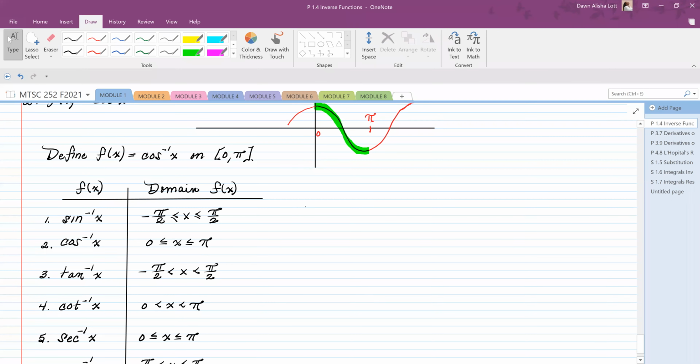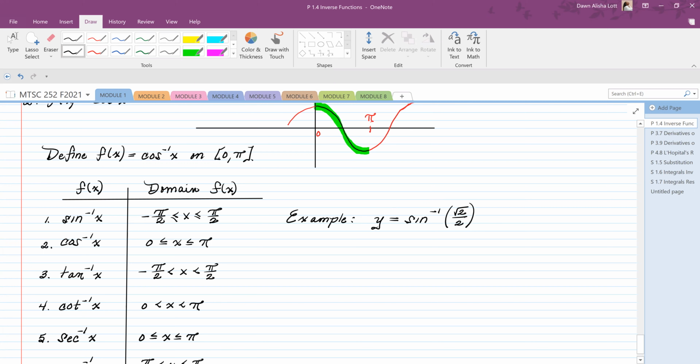So, for example, square root of 2 over 2 is equal to the sine. Oh, not what I want. I want y to be the sine inverse of the square root of 2 over 2. So what does that mean?